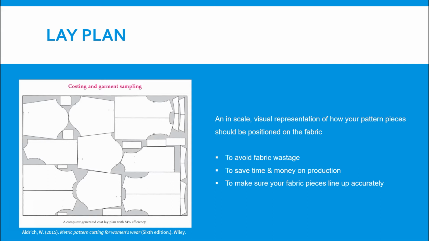So what is lay plan? Lay plan is an in-scale visual representation of how your pattern pieces should be positioned on the fabric. Lay plan is very important because it could help you avoid fabric wastage, and it can help you save time and money on production, and you can also make sure your fabric pieces line up accurately.